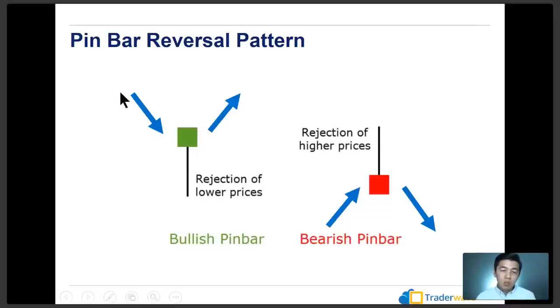Okay, the previous trend has to be down, right? Otherwise, how can you reverse into a bullish pattern? How can you turn into a bullish trend thereafter? So in this case, I can see over here, the green one is what we call a bullish pin bar.